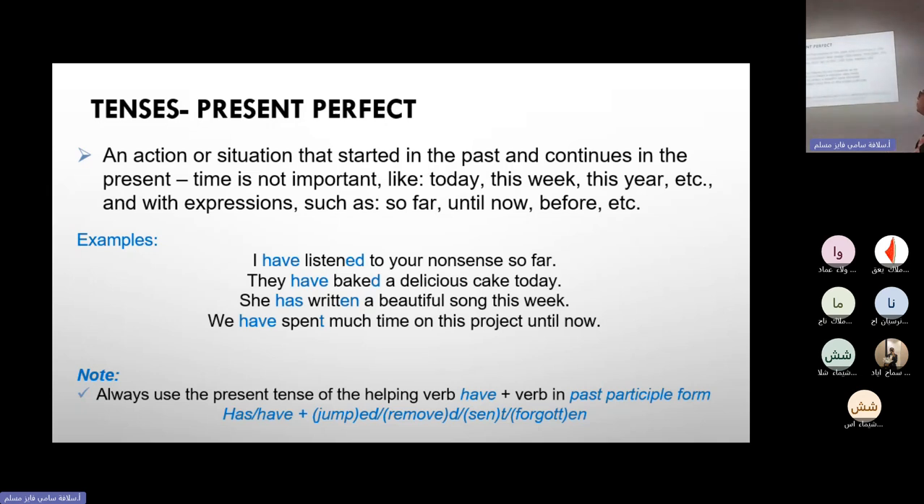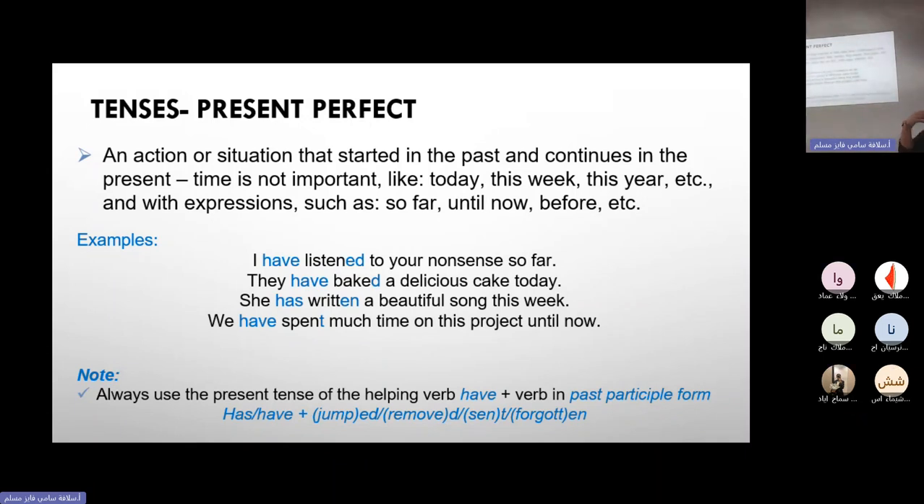When we use the present perfect, we use it for an action or situation that started in the past and continues in the present. Okay? Some words are used to define or determine the perfect tense, which is today, this week, this year, etc. And expressions such as so far, until now, before, etc. Examples, يا سماح.